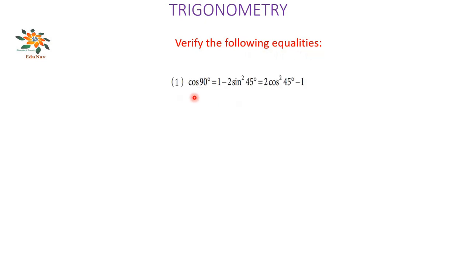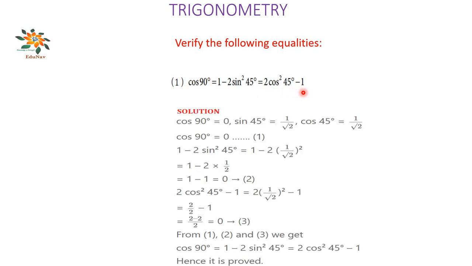Dear students, in this session we shall work some problems under the chapter Trigonometry. Verify the following equalities. First question, verify if cos 90 degree equals 1 minus 2 sin square 45 degrees, that is equal to 2 cos square 45 degrees minus 1.